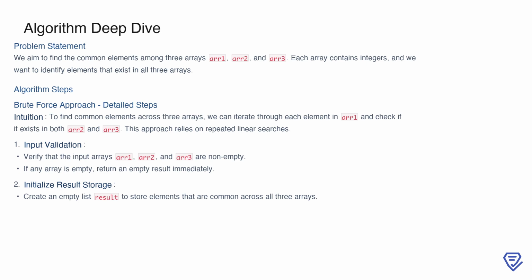The idea is to systematically check each element in ARR1 to determine if it is also present in both ARR2 and ARR3. To do this, we first validate the inputs to ensure none of the arrays are empty. If any of the arrays are empty, we can immediately return an empty result since no common elements are possible. Once the inputs are validated, we initialize an empty list called result, which will eventually store all the elements that are common across the 3 arrays. This setup sets the stage for our brute force algorithm to process the arrays step by step.